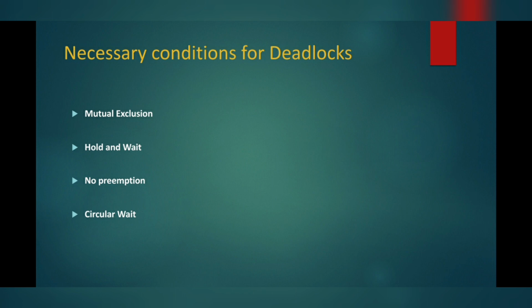What is circular wait? All the processes must be waiting for the resources in a cyclic manner so that the last process is waiting for the resource which is being held by the first process.